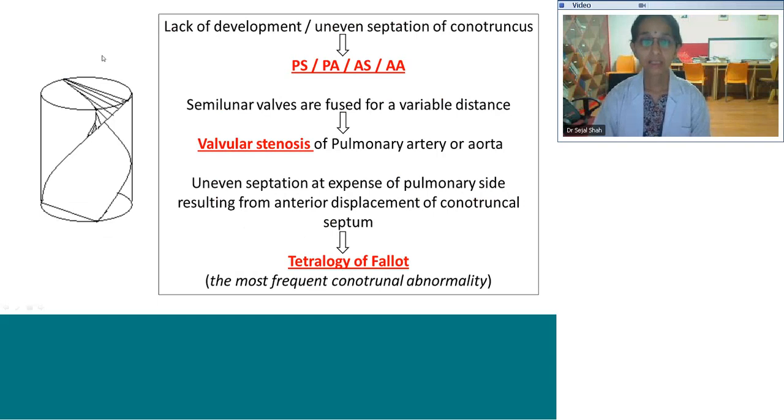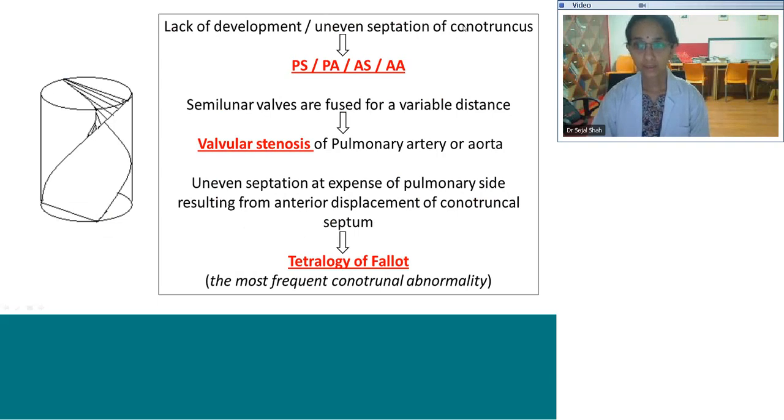What happens if there is uneven septation of the conotruncus? Then you will have one outflow which is bigger and the other outflow which is smaller, in situations where you can have pulmonary stenosis or atresia, aortic stenosis or atresia. Similarly, at the level of semilunar valves, if you have partial fusion of the semilunar valves, they will give rise to stenosis of the respective semilunar valve.